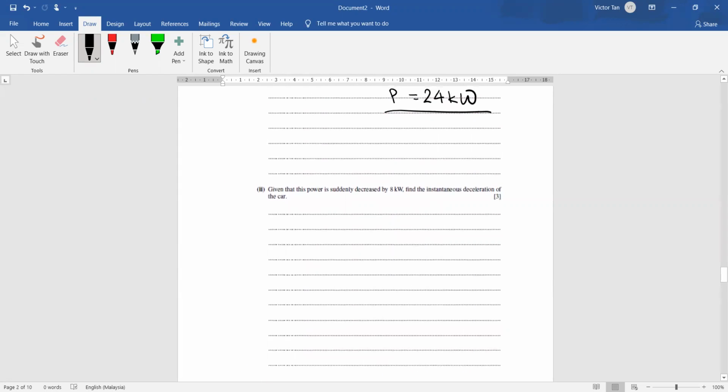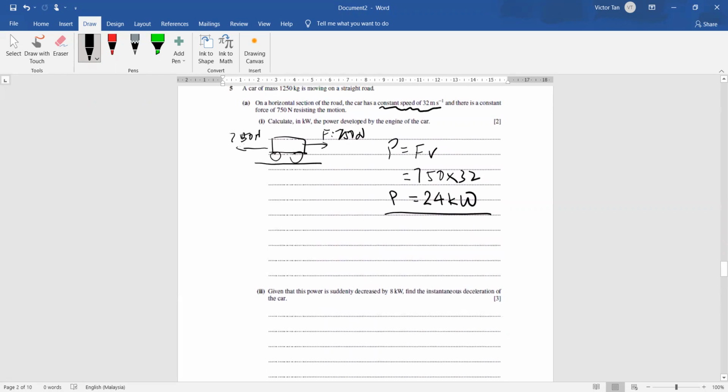Given that this power is suddenly decreased by 8 kilowatt, find the instantaneous deceleration. Okay. So if the power is reduced by 8 kilowatt, then what is the driving force? The force equals power over speed. So if you reduce by 8 kilowatt, that means 16,000 watts is left. Divide by the speed, which is still 32.